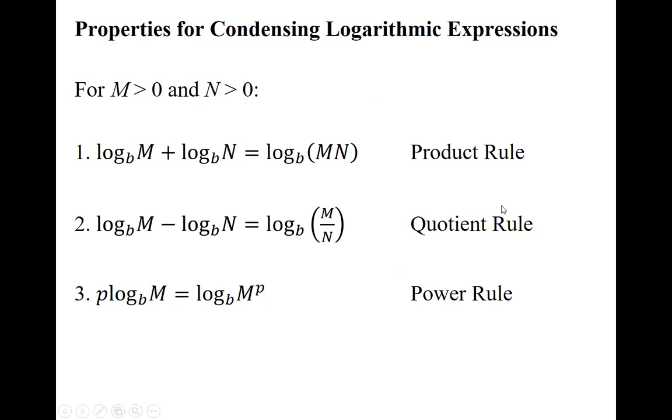Just like we used our properties for expanding the logs, we can switch the rules around and we can condense them. If we had 2 logs added together, we can take the log of the multiplication, the log of the product. If we have 2 logs with the same base subtracted, we can take the log of the quotient. If we have a number times the log, we can take that number and raise it to a power. So condensing is writing as a single logarithm.